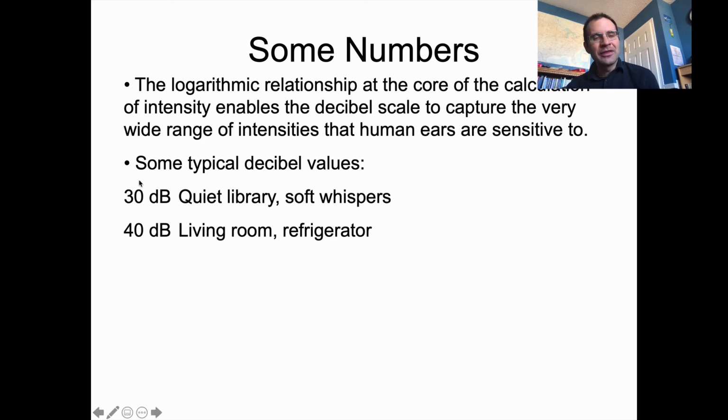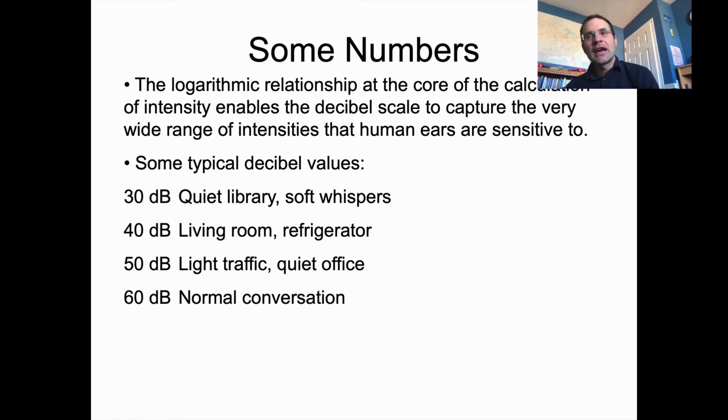So you can think of 40 decibels as a baseline for normal living in domestic life. A little bit louder than that would be 50 dB, which is like light traffic outside or a quiet office. 60 dB is a normal conversation. I've also got a measure here for 70 dB, which is like a vacuum cleaner or a hair dryer.